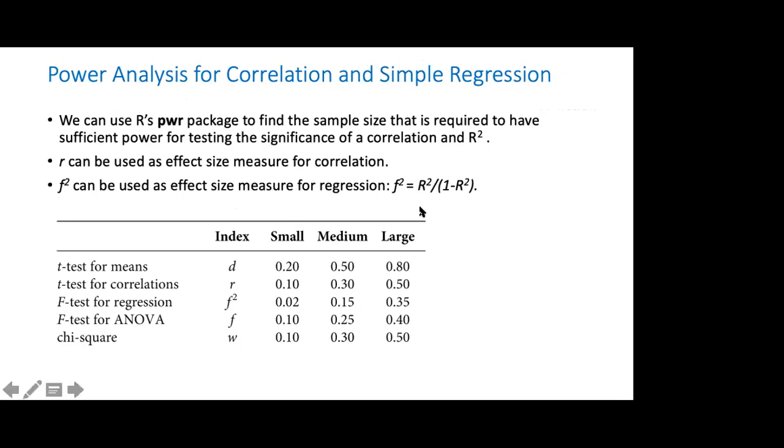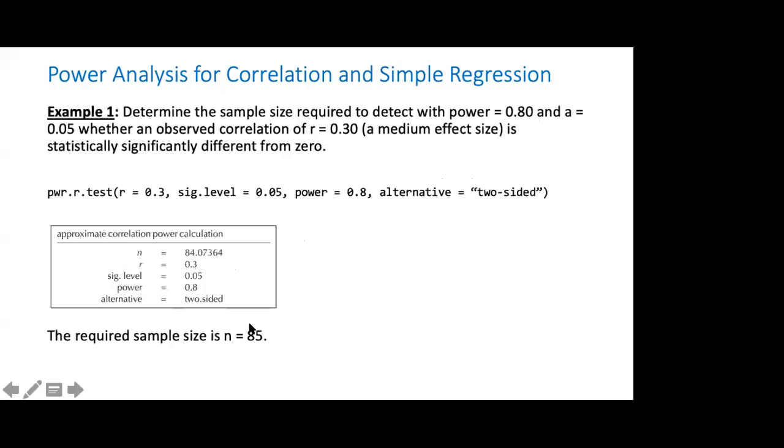And f squared is simply the coefficient of determination, R squared over 1 minus R squared. That's basically the portion of variance in our outcome variable that is explained by the regression model divided by the portion that remains unexplained by the regression model. Then there are certain conventions for what constitutes a small, medium, or large effect size. If we do that in R, let's assume you wanted to determine the sample size that is required to detect, with a power of 0.8 and an alpha of 0.05, an observed correlation of 0.3.